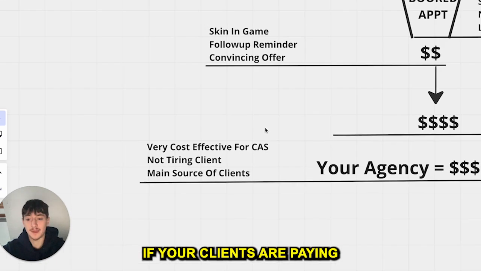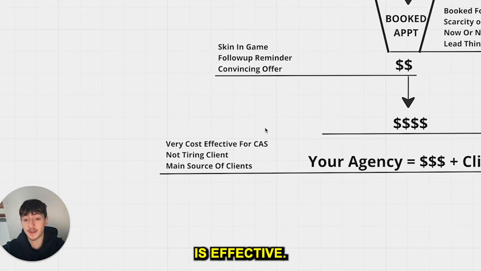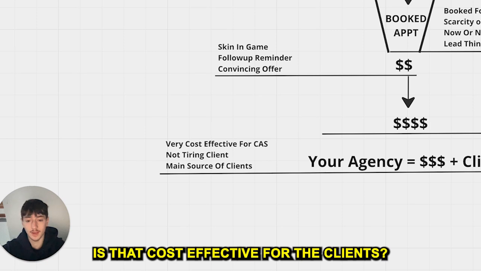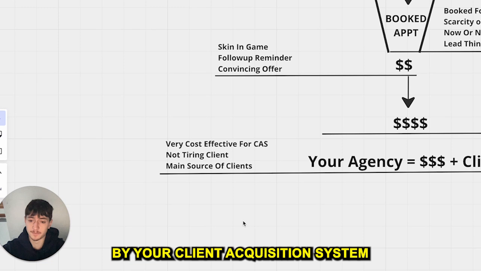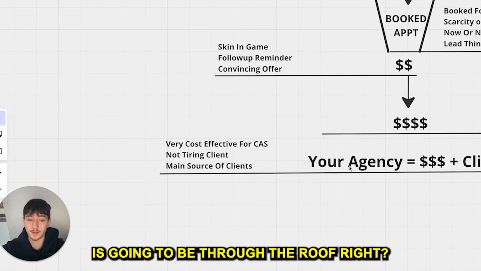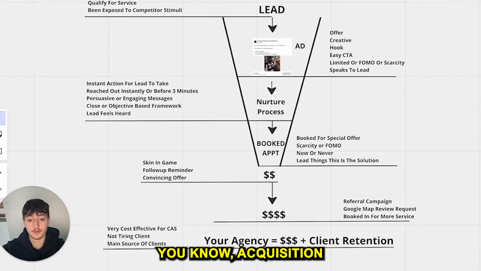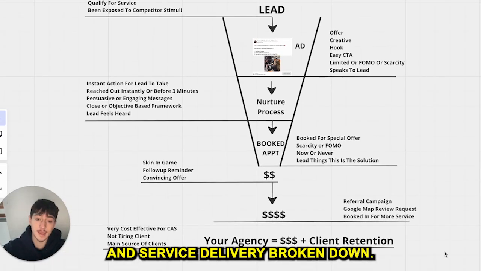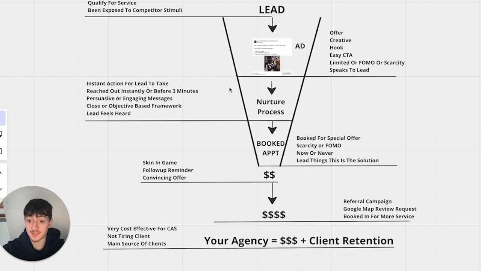And if your client's not paying you, well, you've got to look at it as maybe the client acquisition system is not that effective, not that cost effective for the clients. Maybe the client is tired out by your client acquisition system. And looking at this, if you are the main source of income for your client, retention is going to be through the roof, right? This is like the short version of client acquisition and service delivery broken down. If something is not working, you've got to look at where in the funnel something has gone wrong.